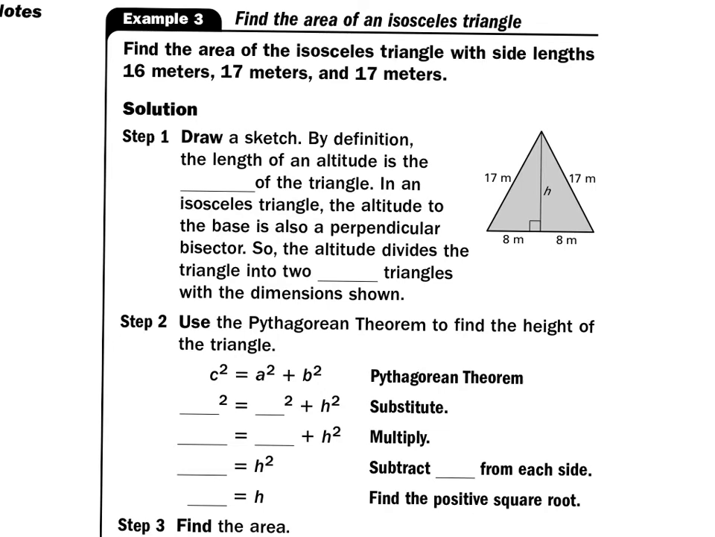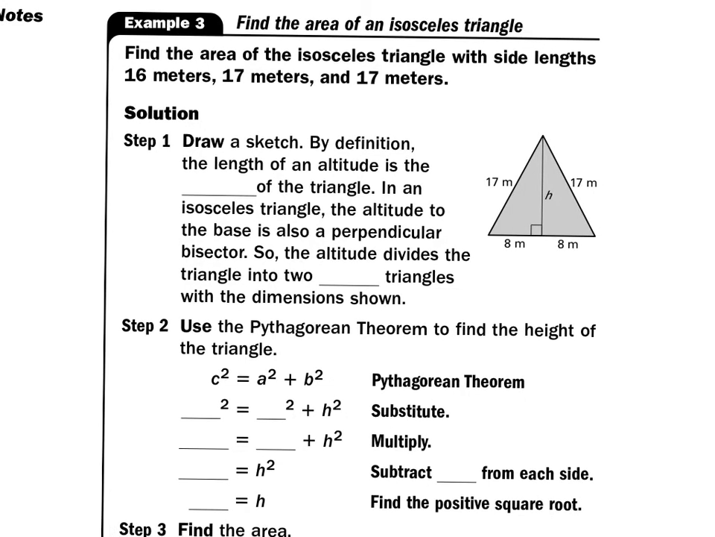Find the area of the isosceles triangle with side lengths 16, 17, and 17. Okay, draw a sketch. By definition, the length of an altitude, which is the height of the triangle, on this picture is labeled h for the height. And let's go ahead and put height in here. In an isosceles triangle, the altitude to the base is also a perpendicular bisector.